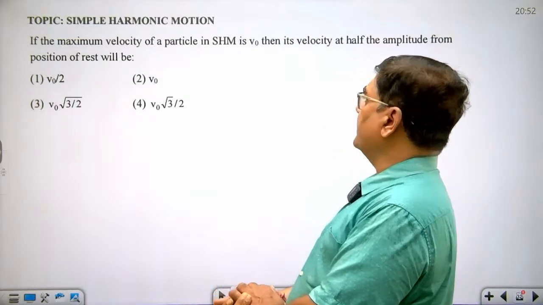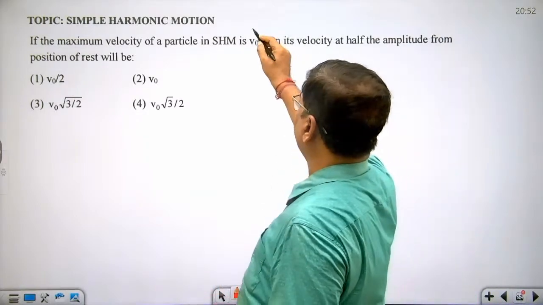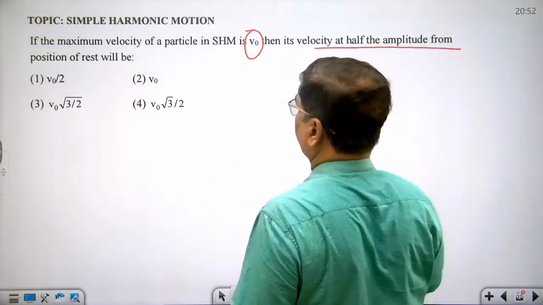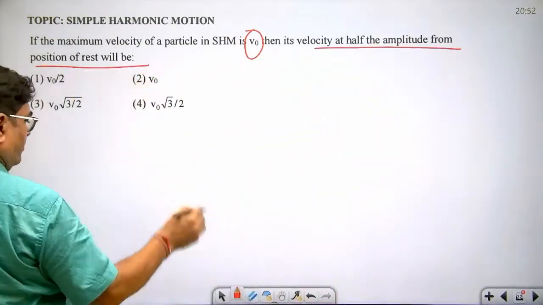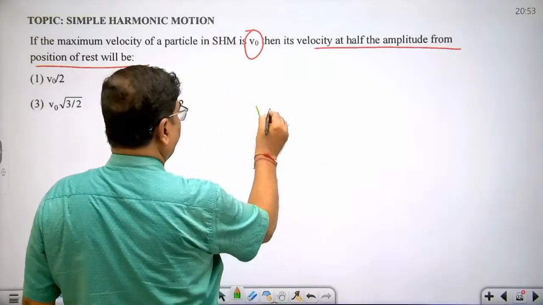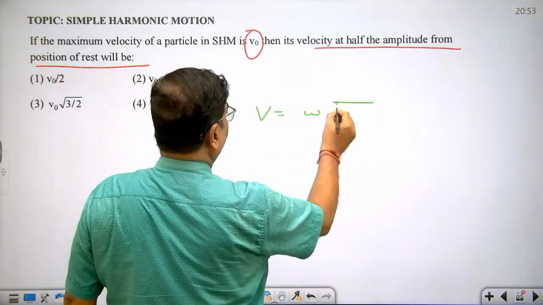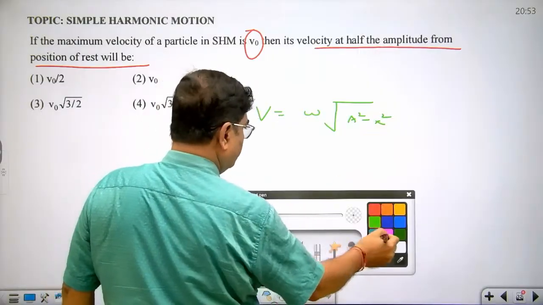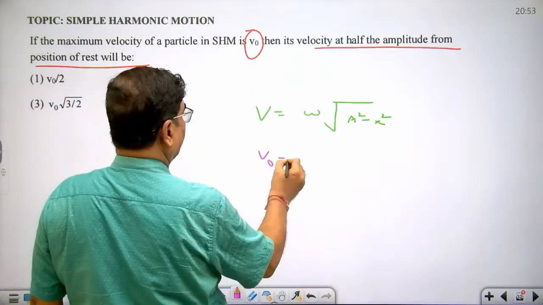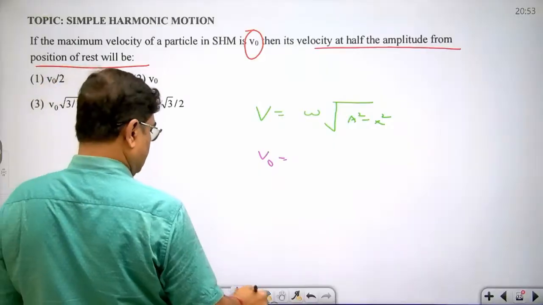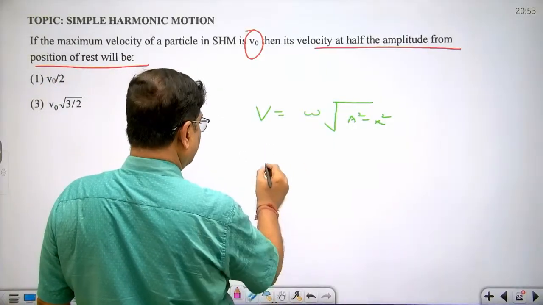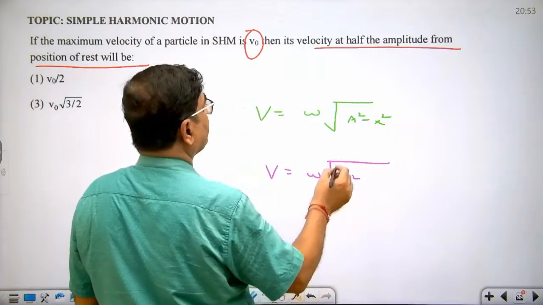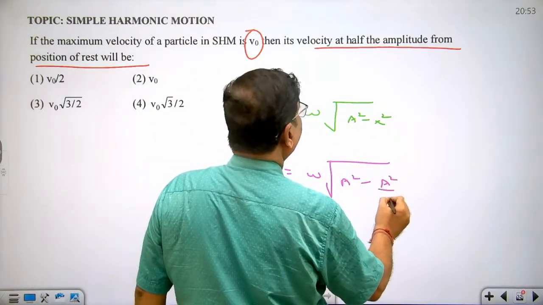If the maximum velocity of a particle in SHM is V0, you know maximum velocity occurs at mean position, then its velocity at half the amplitude from mean position will be? Very simple. You can use the relation v equal to omega root A square minus x square. Here v is asked, and V naught is the maximum velocity. What is x? x equal to half of the amplitude.